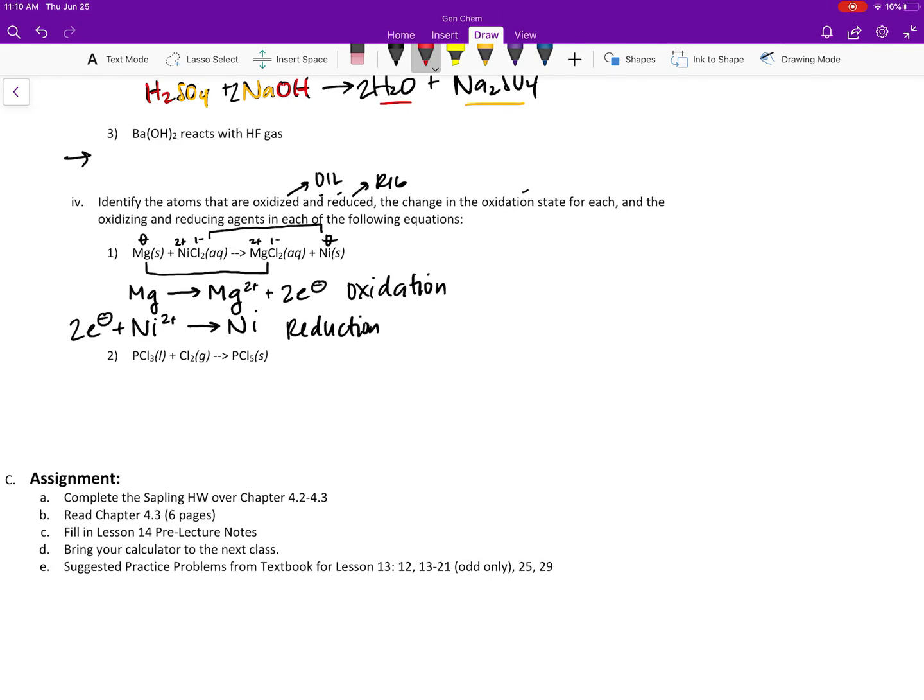So in this case, my oxidizing agent is my nickel 2+. My magnesium solid, which is undergoing oxidation, is my reducing agent. So you're going to practice that with this next one right here, with the PCl3 plus Cl2 making PCl5. So this is a combination reaction. And the one we just did is a single displacement, single replacement, or also an oxidation equation, redox equation.